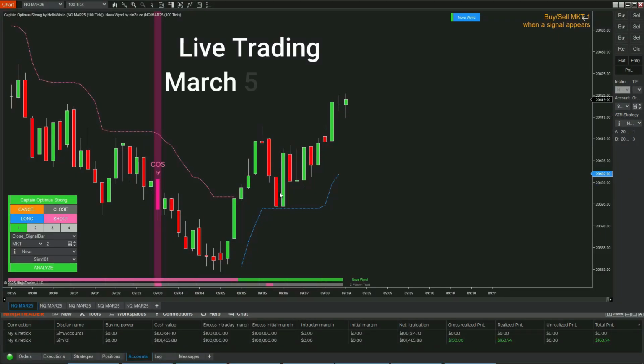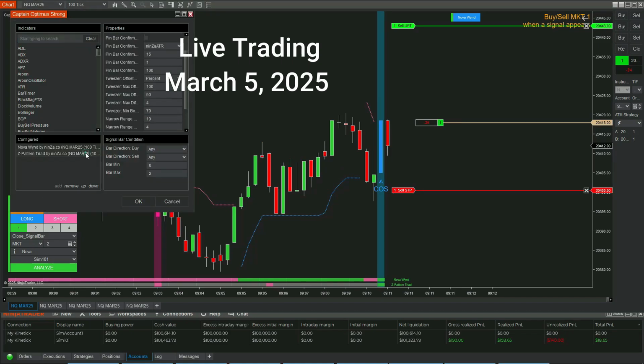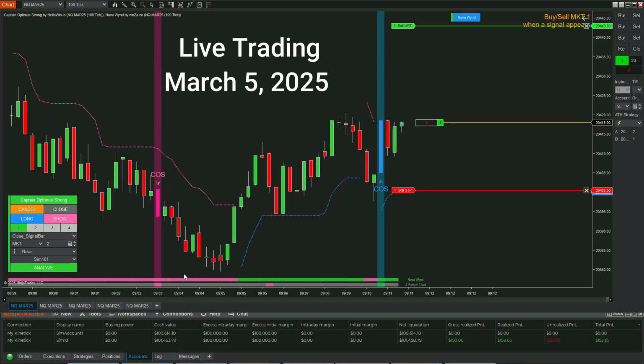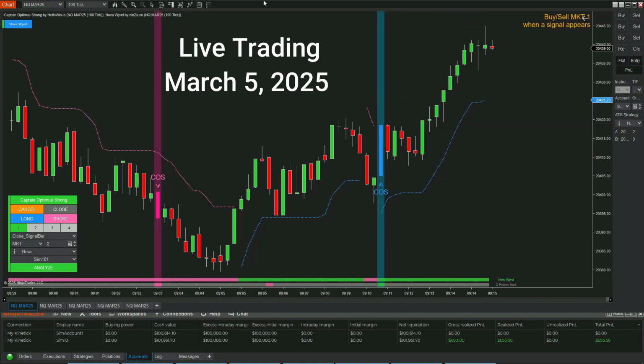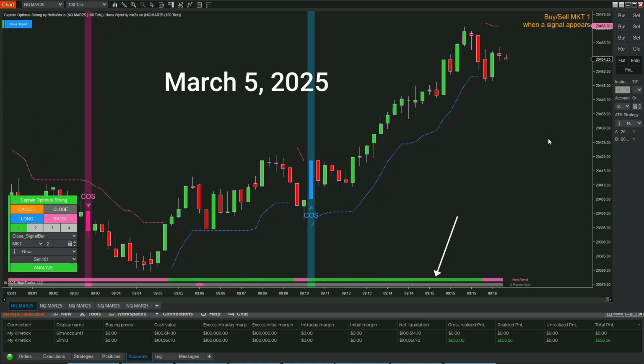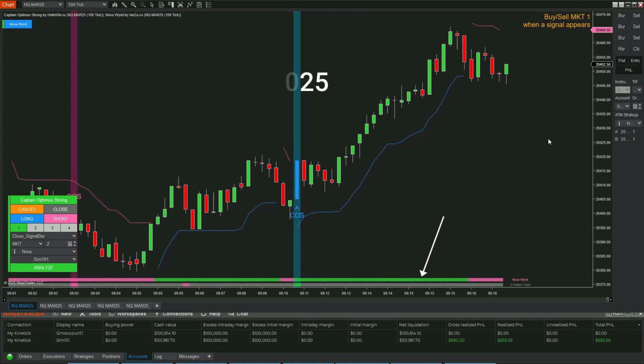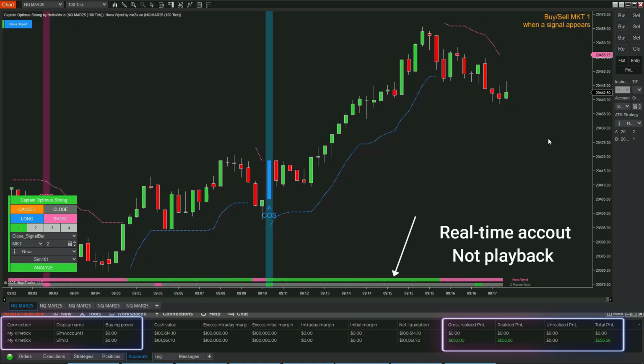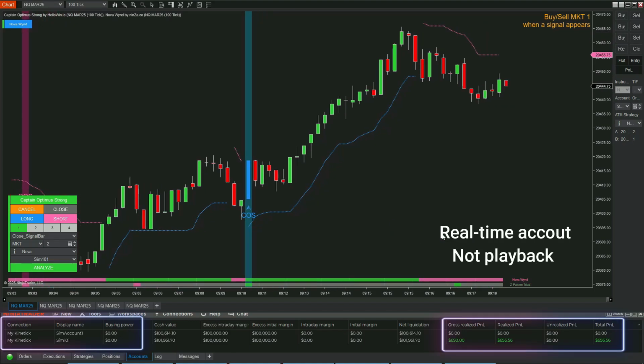Live trading with the Nova Wind and Z Pattern Triad strategy, Wednesday, March 5th, 2025. Now, let's dive into a live trading session using the Nova Wind strategy combined with the Z Pattern Triad. As always, my ATM strategy remains unchanged as I find it best suited to my trading style. Most importantly, this is a real-time trading session, no playback, no simulated data. Every trade decision reflects actual market conditions at that moment.